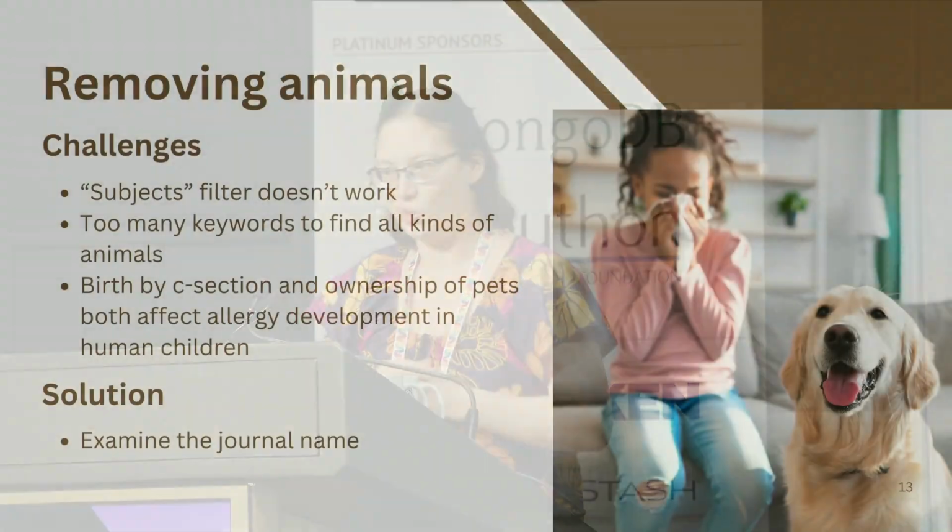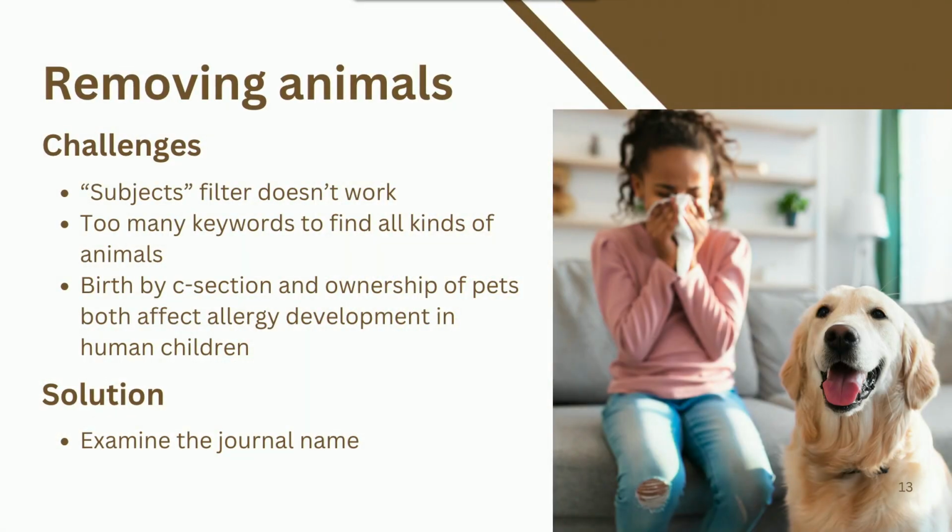But you'd think that getting rid of these would be a simple matter of selecting humans in the subjects filter in a database, right? Not quite. There seem to be enough papers that are tagged incorrectly or are tagged as both animal and human, or just not tagged at all, that this doesn't work. So my second thought was I could exclude them by using keywords such as dog and cat, but that presents a similar problem as before.